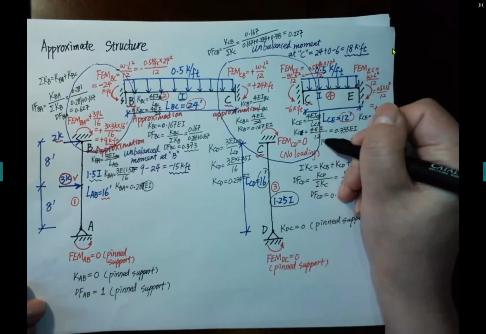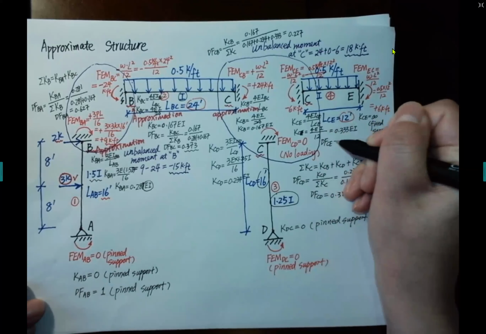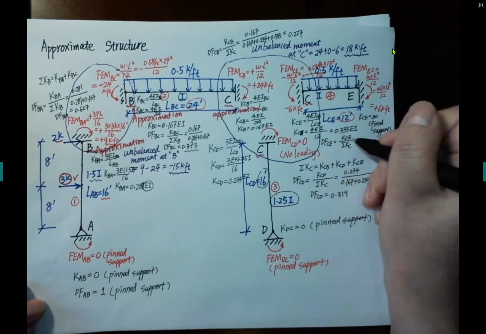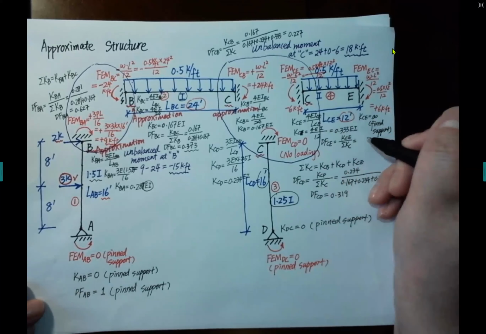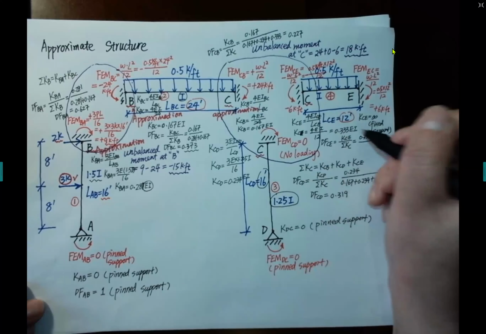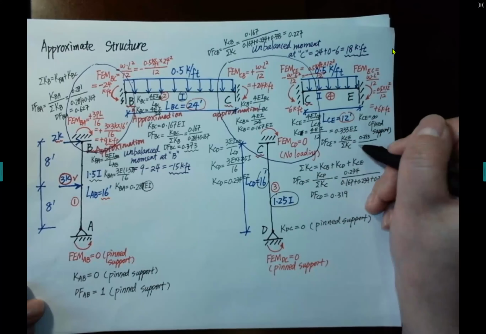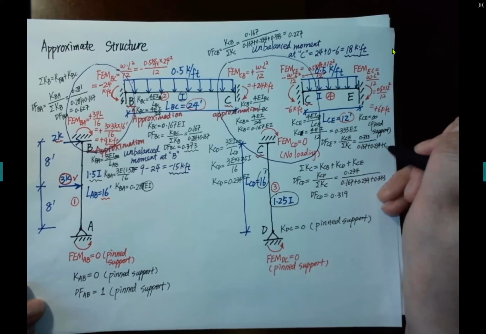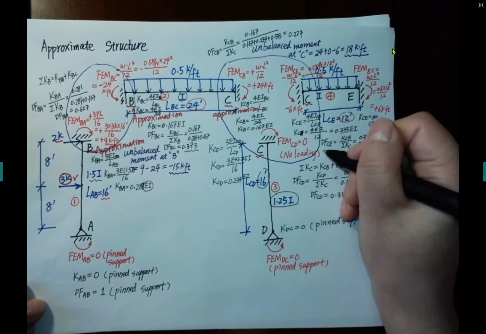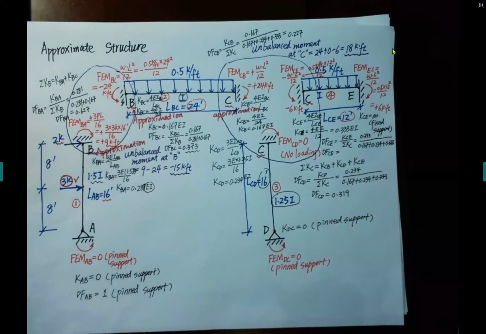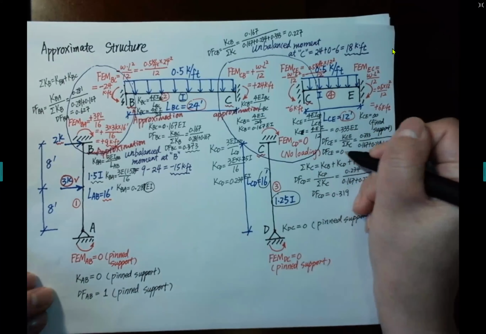Then we move to member CE. We calculate the distribution factor for CE, which equals KCE over the total stiffness at C. This equals 0.333 divided by 0.167 plus 0.234 plus 0.333. That's the total stiffness at joint C. So we get the distribution factor for CE equals 0.454.